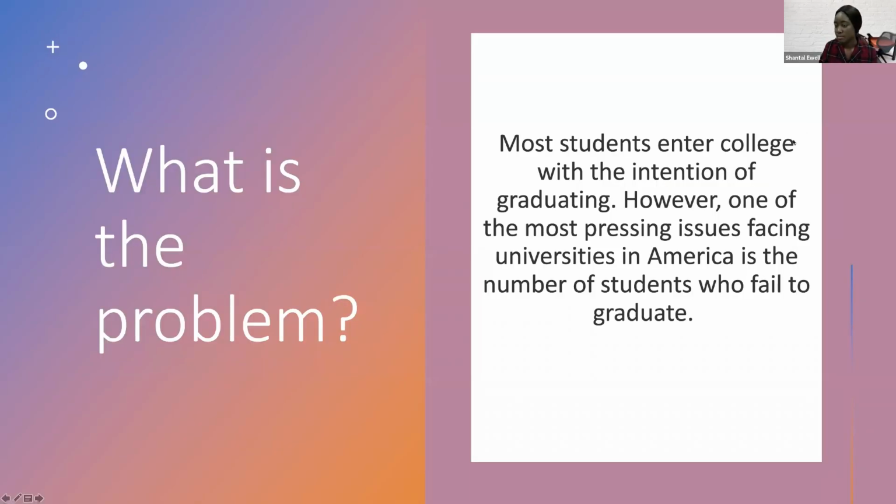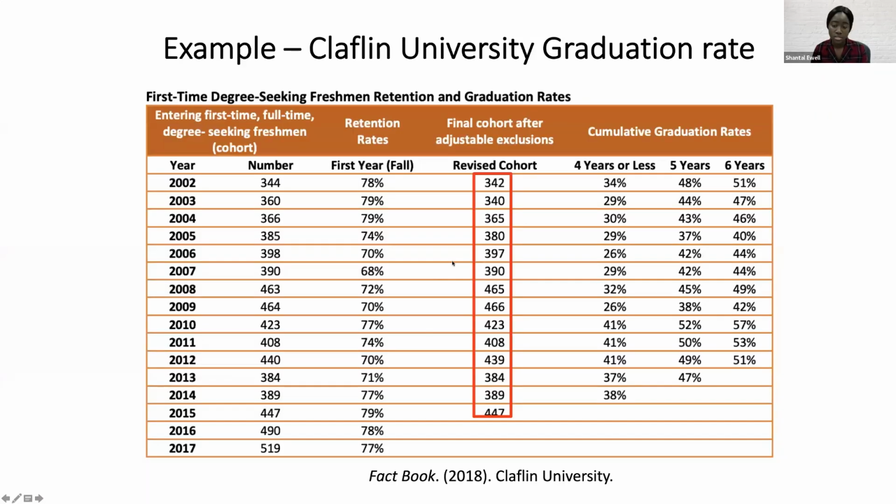So what is the problem? Most students enter college with the intention of graduating. However, one of the most pressing issues facing universities in America is the number of students who fail to graduate. For example, we're going to look at our own graduation rate, where the highest percentage we see over the years has been 41%.